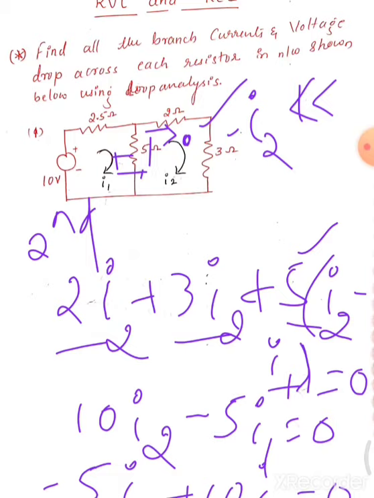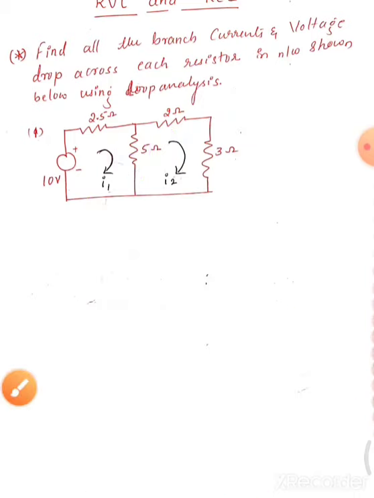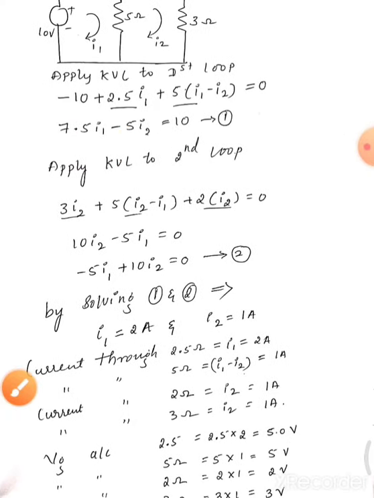You have got a first equation and a second equation. Solve this by calculator, you get the answer. Just observe, applying KVL for the first loop and applying KVL for the second loop, solve these two by calculator. You get I1 equal to 2 ampere and I2 equal to 1 ampere. They have told us to calculate the loop currents, that is I1 and I2. Let's calculate the branch currents also, that is the current through each resistance.